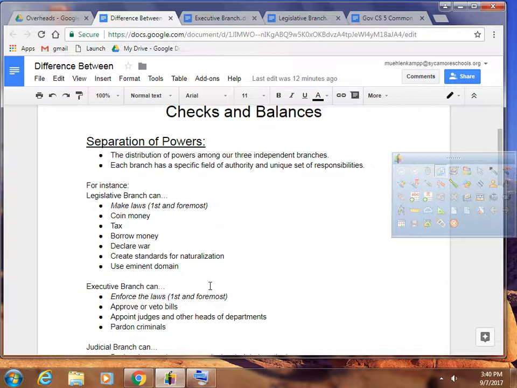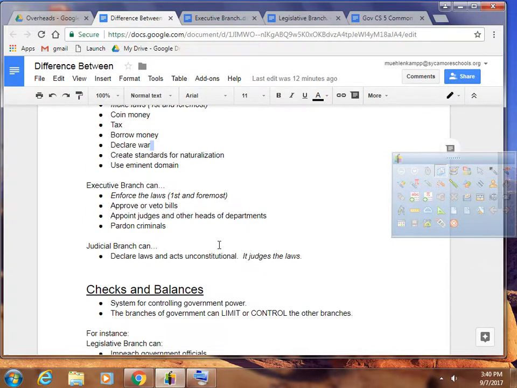Besides that, you see some other of their duties up there, including the big one, coining money, declaring war. There's many different powers just for the legislative branch. The other branches cannot do that.